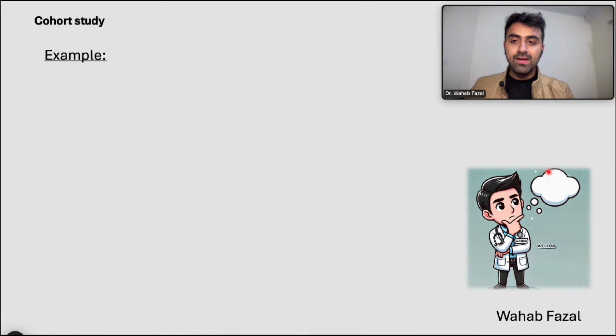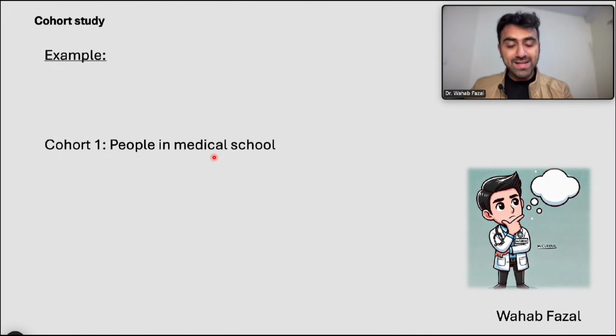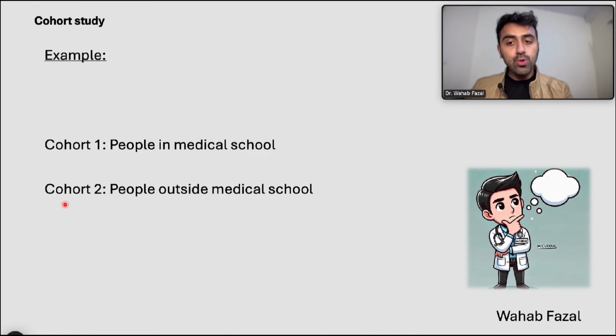So on the basis of exposure, cohort 1 will be people in medical school and cohort 2 will be people outside medical school, maybe even business school, right? So what he will do now is follow up both of these cohorts of people and see if they develop the outcome or not.